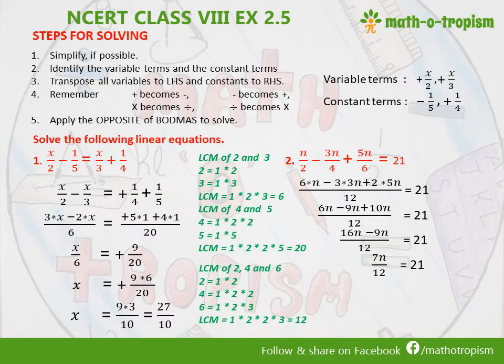We need to take 7 by 12 to the right hand side. We know that when we take a fraction to the right hand side, it comes as its reciprocal. So n becomes 21 into 12 by 7. We know 21 and 7 have the common factor of 7. So it becomes 3 into 12, which is 36. So n is equal to 36.